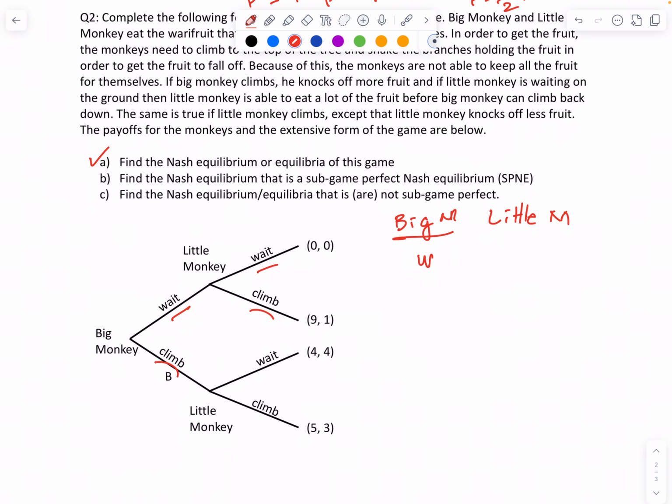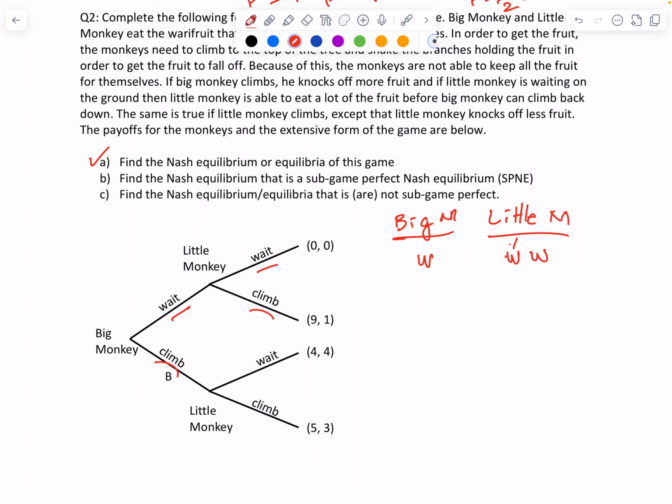And little monkey, remember, we're analyzing the game before it's played. So little monkey's got to figure out what he's going to do in the scenario where big monkey waits, and little monkey's got to figure out what he does in the scenario when big monkey climbs, right? So again, there's two possible scenarios here. So little monkey can either wait and wait, so that is wait at the top game and wait at the bottom game.